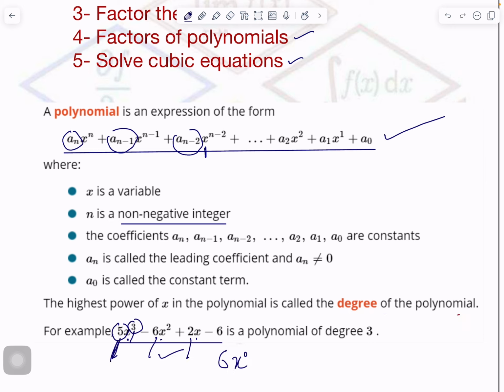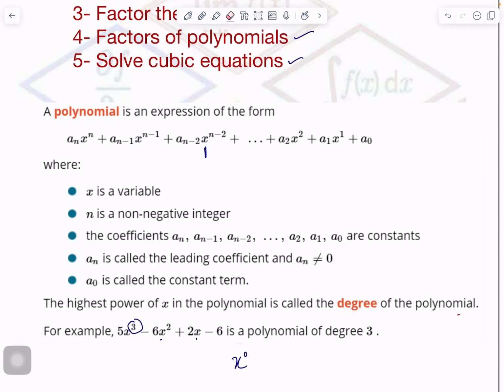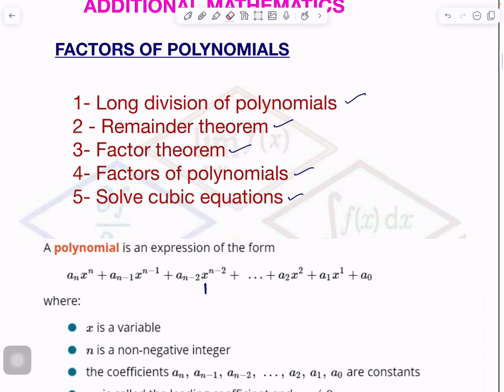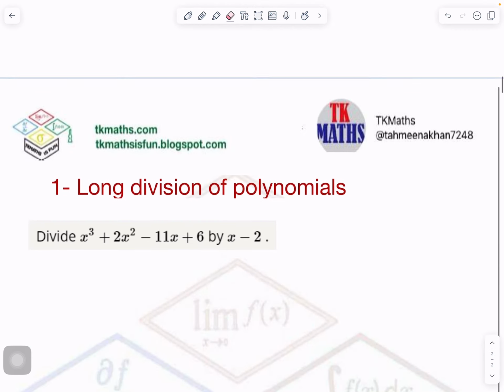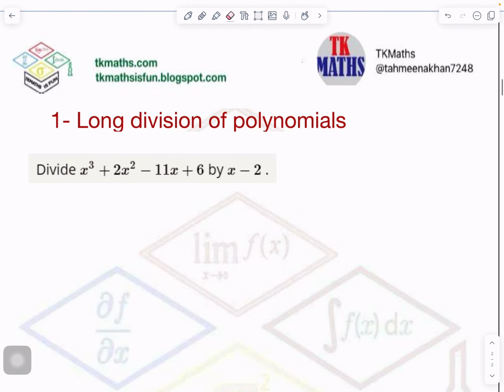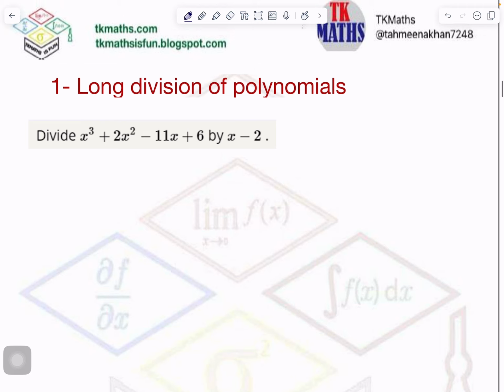Now let's start a question. The first topic we are doing is long division of polynomials, number 1, which is very, very important. I have taken 2 examples in this video and then I will finish it. I will try to keep it short so that everybody can enjoy it. So now let's do long division of it. I will keep changing the color to make it understandable. It is x cubed plus 2x squared minus 11x plus 6.